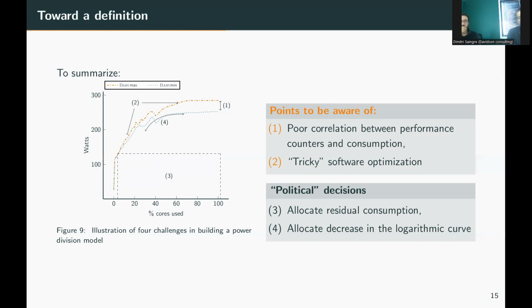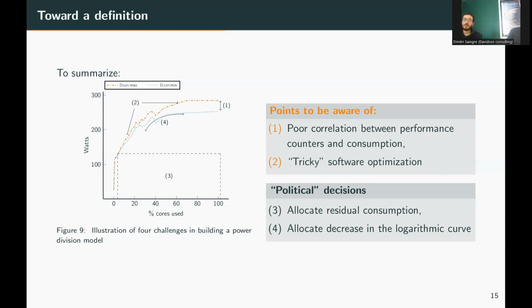Because if we have multiple applications, we are more energy efficient. So it's better to have collocated applications than applications running alone. But who is responsible for that? So that's a political decision, to decide to which application we will assign this decrease in consumption. We call that political because there's no single value of truth. It's not like technical precision, for example.